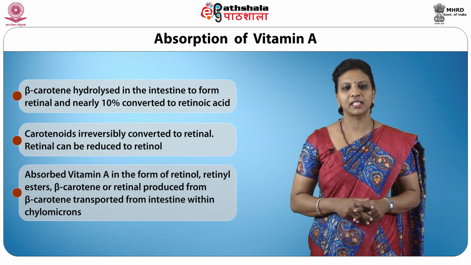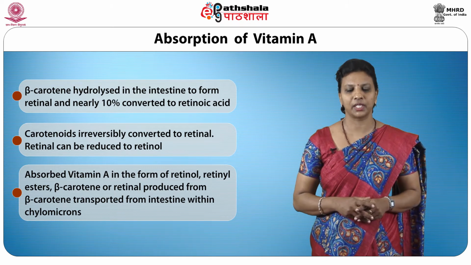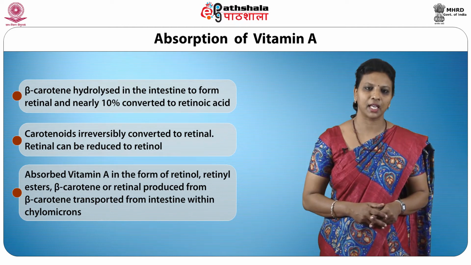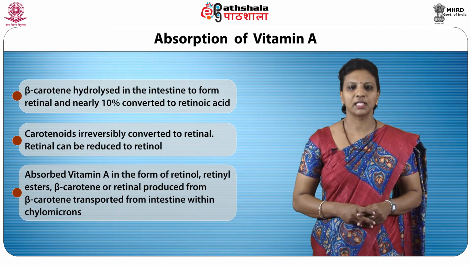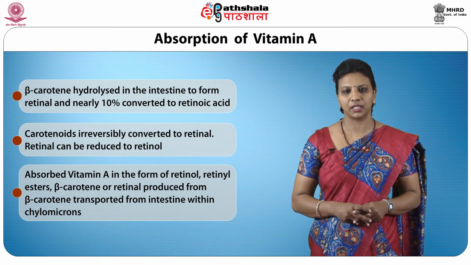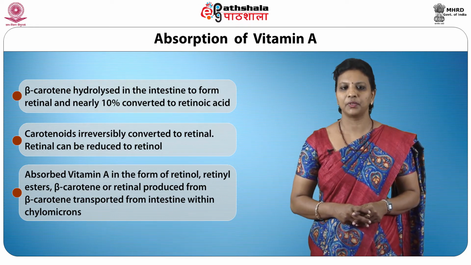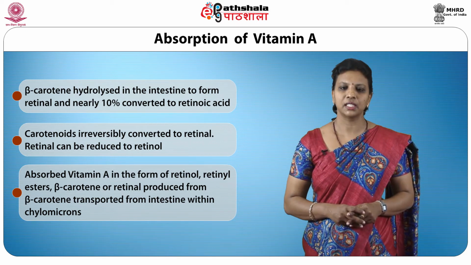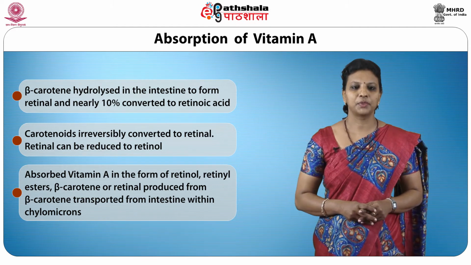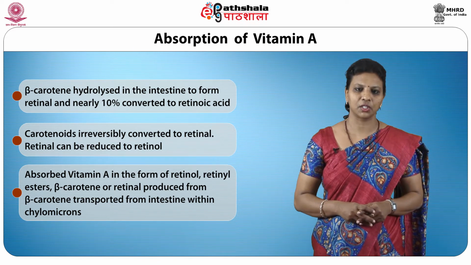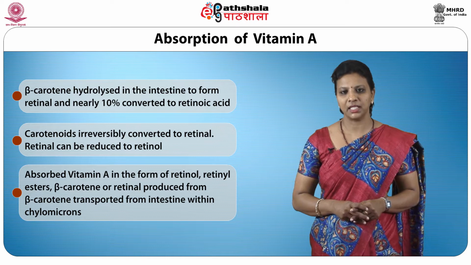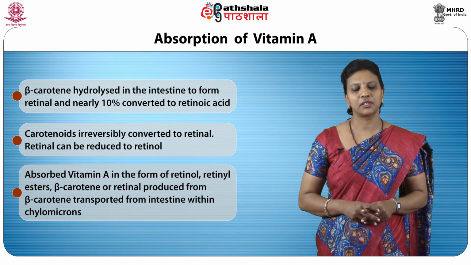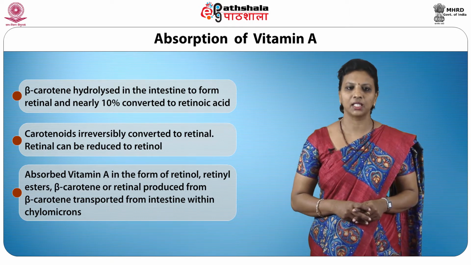Beta carotene is hydrolyzed in the intestine to form retinal, and about 10% of the retinal is converted to retinoic acid. Carotenoids can be irreversibly converted to retinal. Retinal can be reduced to retinol. The conversion of retinal to retinol occurs in many tissues. Absorbed vitamin A in the form of retinol, retinyl esters, beta carotene or the retinol produced from beta carotene is transported from the intestine within the chylomicrons.